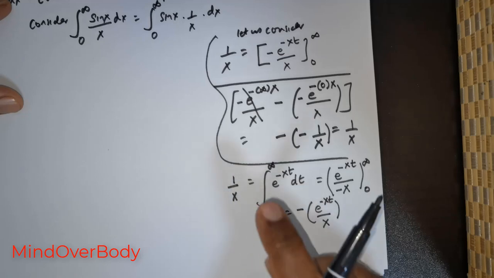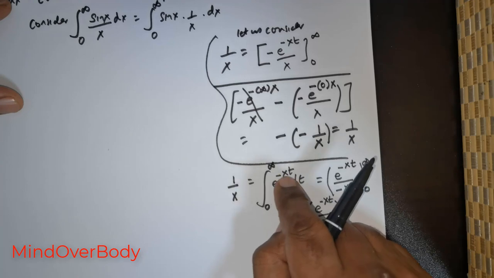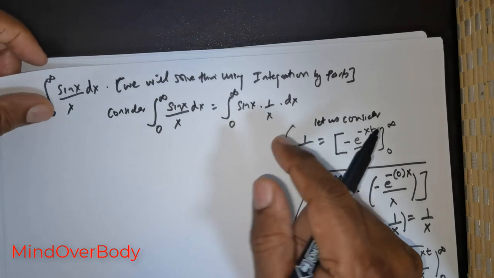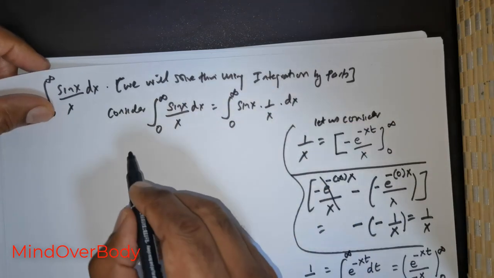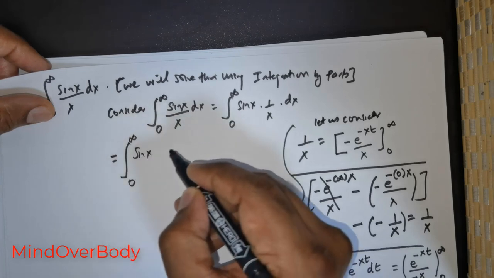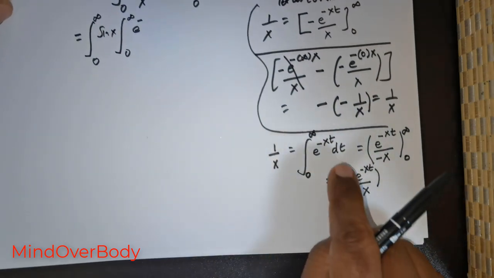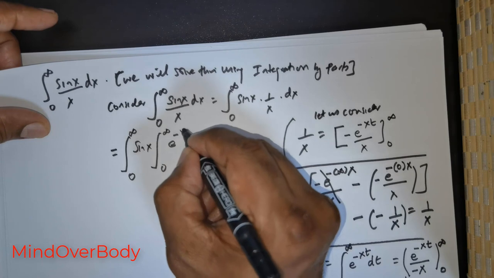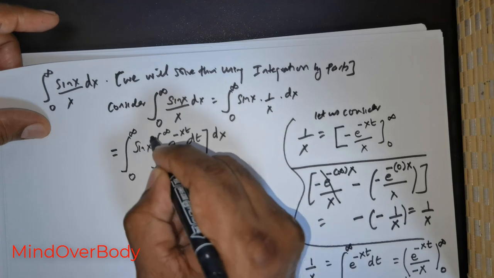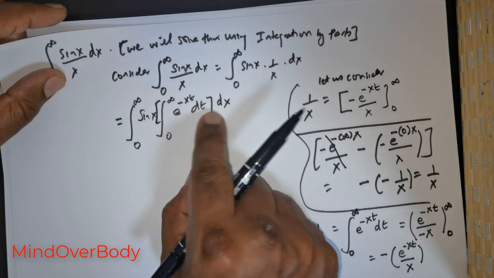So wherever I see 1 over x, I'm going to represent it by the integral from 0 to infinity of e raised to the power of negative x times t, dt. Let me go on to the original problem. This can be further rewritten as the integral from 0 to infinity of sin x times the integral from 0 to infinity of e raised to the power of negative x times t, dt, times dx. Now I would like to change the order of integration.